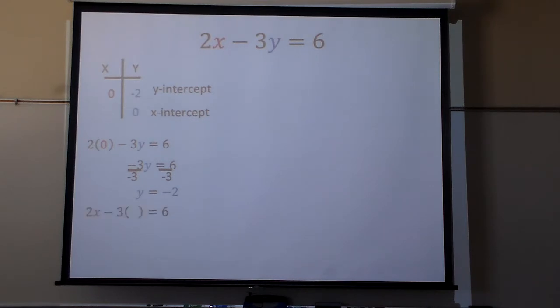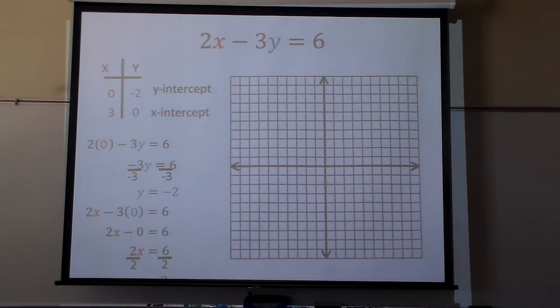And now I'm going to put the 0 in for y, which is going to make that minus 3y go away. So I have 2x equals 6, and divide by 2, and you get x equals 3. So the intercepts will be at 0, negative 2, and at 3, 0. And I can graph that, and there we go. There's our points. Wow. That's pretty cool.